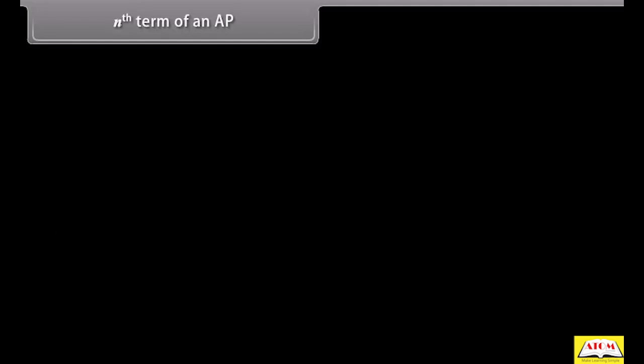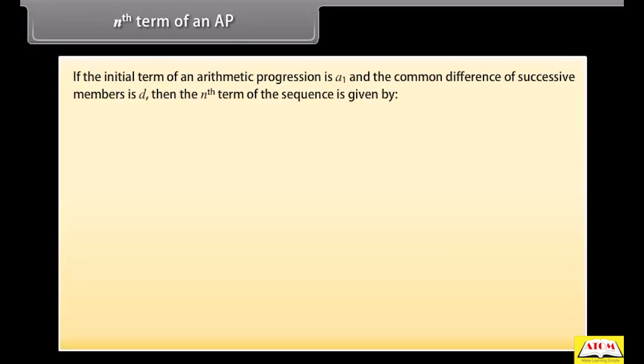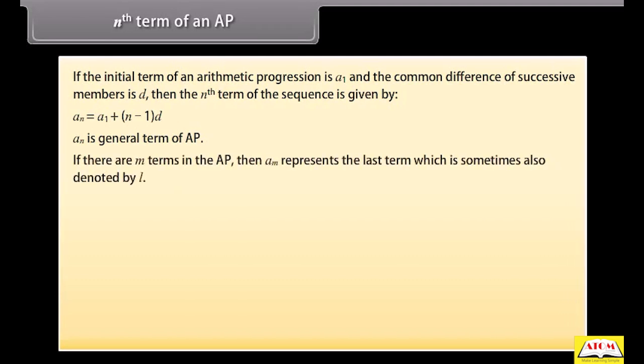Nth term of an AP. If the initial term of an arithmetic progression is a1 and the common difference of successive numbers is d, then the nth term of the sequence is given by an is equal to a1 plus (n minus 1) into d. We know that an is also called the general term of the AP. If there are m terms in the AP, then am represents the last term, which is sometimes also denoted by l.